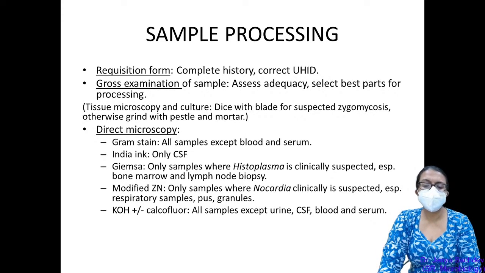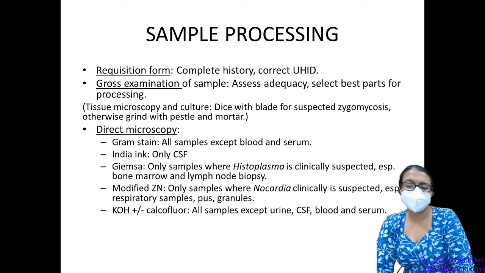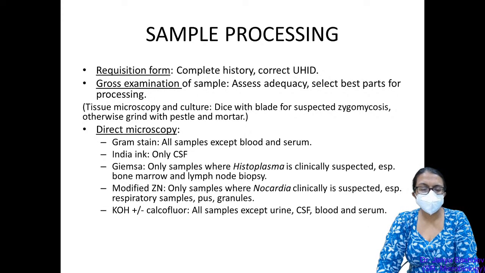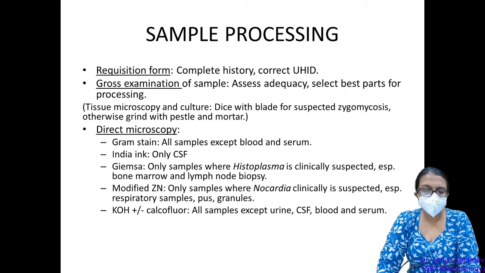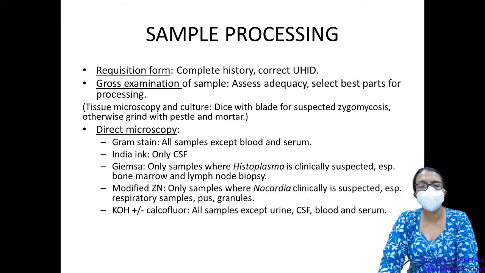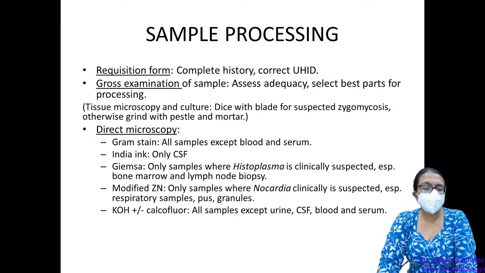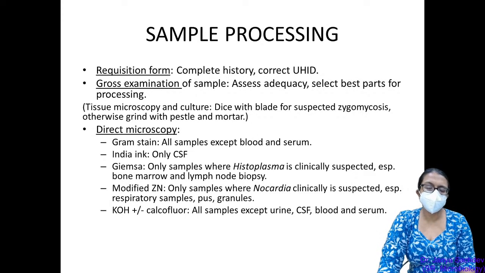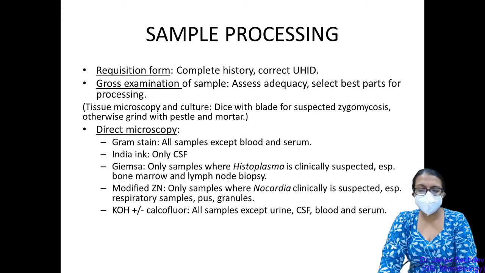Then modified Ziehl-Neelsen stain is done only in samples where we clinically suspect nocardia. So for example, respiratory samples, pus from discharging sinuses, granules from discharging sinuses, especially in patients who are on steroids or who are diabetic or immunocompromised in any other way, but steroids is the highest risk factor. These kinds of samples, respiratory or soft tissue samples like abscess wall, pus, granules from an infected soft tissue lesion, or sometimes even from an osteomyelitis, those samples we will do a modified ZN for nocardia.